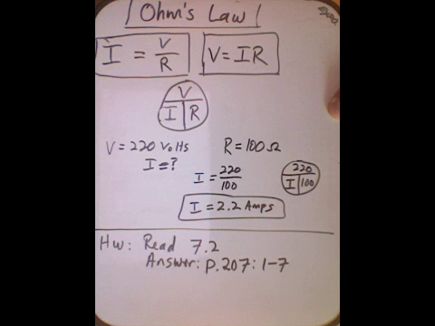So let's say we plug our vacuum cleaner, which has a resistance of 100 ohms, into the wall with 220 volts coming out of the wall. What kind of current can we expect? Well, you can see here and here that we divide 220 volts by 100 ohms to get 2.2 amps. So this math isn't too hard.